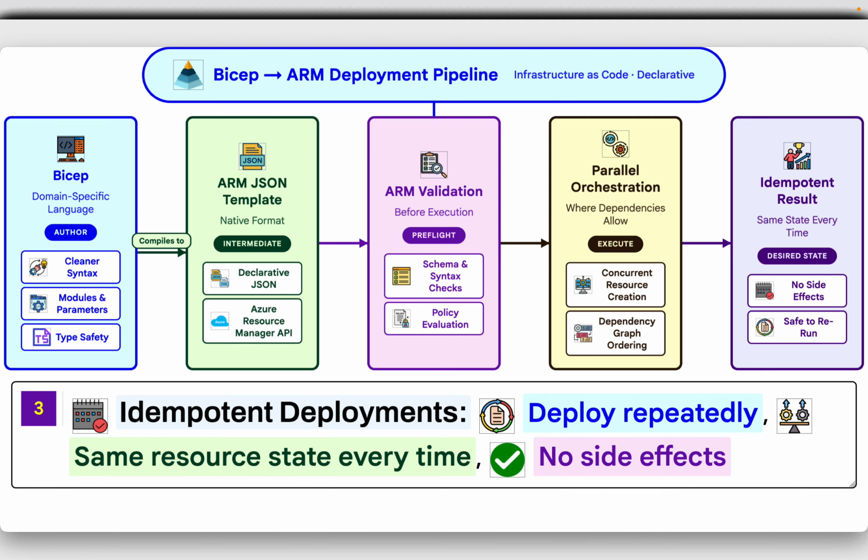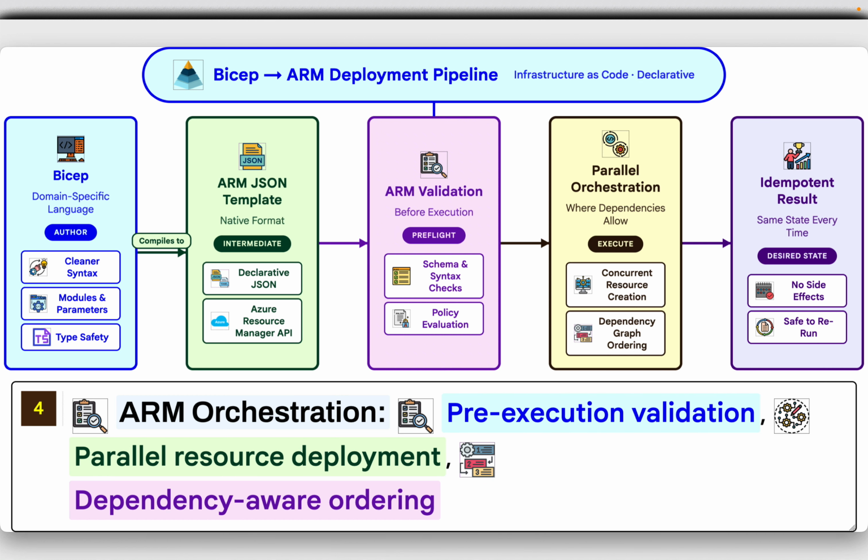Both ARM templates and Bicep are idempotent. You can deploy the same template repeatedly and it will produce the same resource state every time with no side effects. Azure Resource Manager validates every template before execution begins with pre-execution validation. It then deploys resources in parallel when dependencies allow and uses dependency-aware ordering to ensure correct deployment sequence.